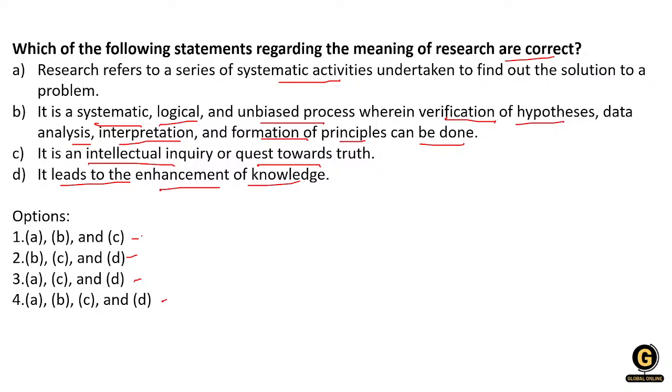Suryanshi sir is saying option D. Afrin is saying option 1. Okay, so option D is correct. All are correct. Statements regarding the meaning of research: it is systematic activities. Research has a systematic way of conducting, right? Then it is systematic, it is logical, it is unbiased. The verification of hypothesis, data analysis, interpretation, formation of principles, everything is there in a research, right?